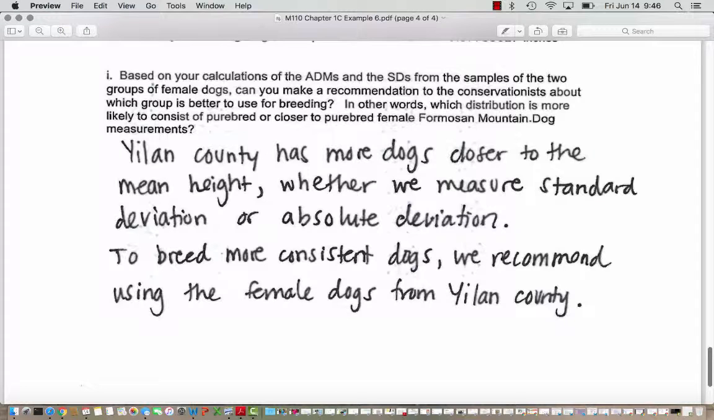So I would say to breed more consistent dogs, we recommend using the female dogs from Yalong County.